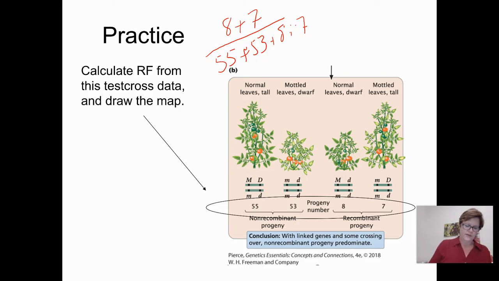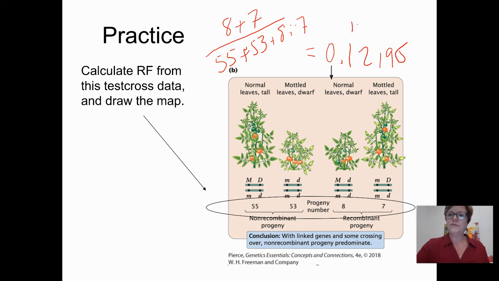So 55 plus 53 plus 8 plus 7 is 123. So 15 divided by 123 is 0.12195. So let's say it's about 12.195%. Get rid of the percent and put map units: 12.195 map units.